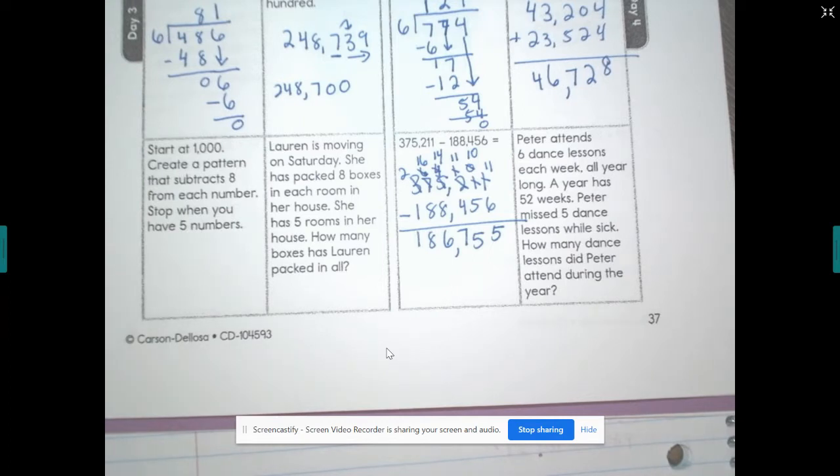Okay, so we have the number of groups as being 52, but I don't want to draw 52 circles. So I'm going to use the area model for this. And I'm going to worry about the classes he missed in a minute. So I'm just going to figure out if he didn't miss any classes, how many classes would that be? So he attends 6 dance lessons every week, and there's 52 weeks in a year.